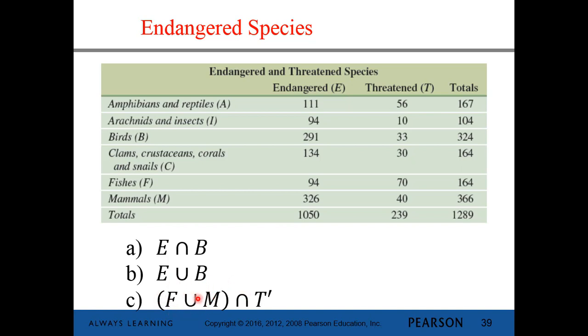And what about this one? This is taking the union of these two and not in this one. So let's do the union of these two. We're going to use the union rule, F and M. Well, we're talking fishes and mammals. Now, are those distinct, or is there any overlap to these? Well, no, because these are two different categories, right?